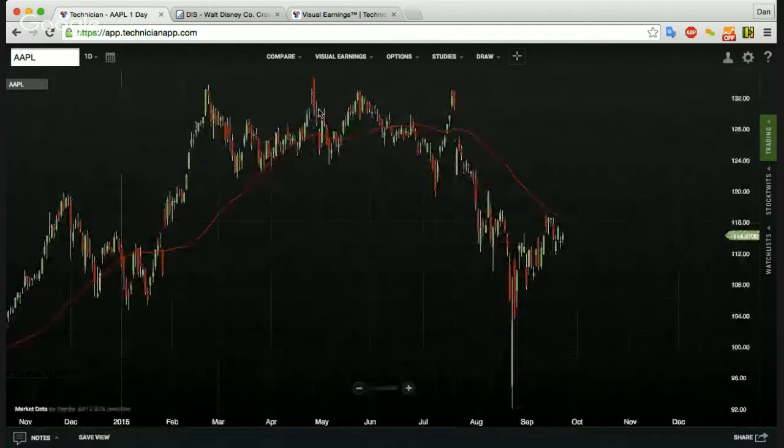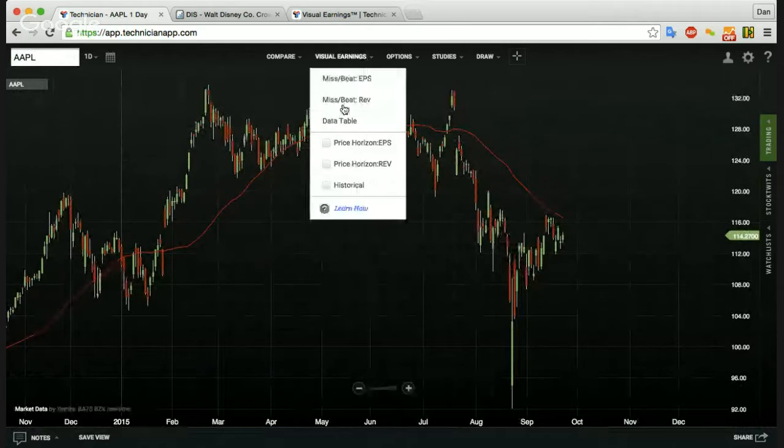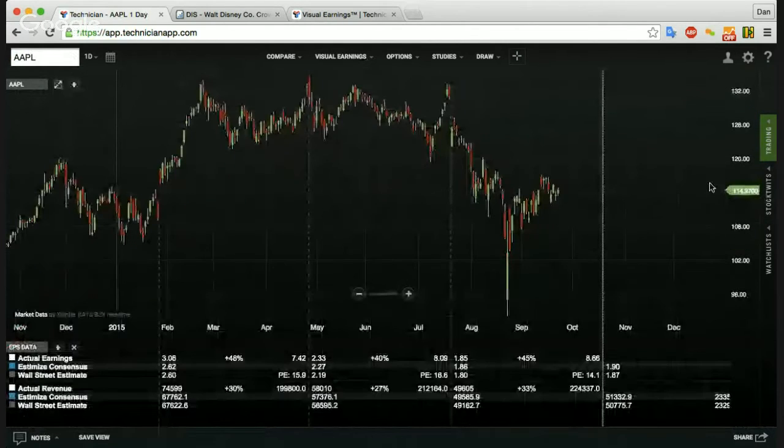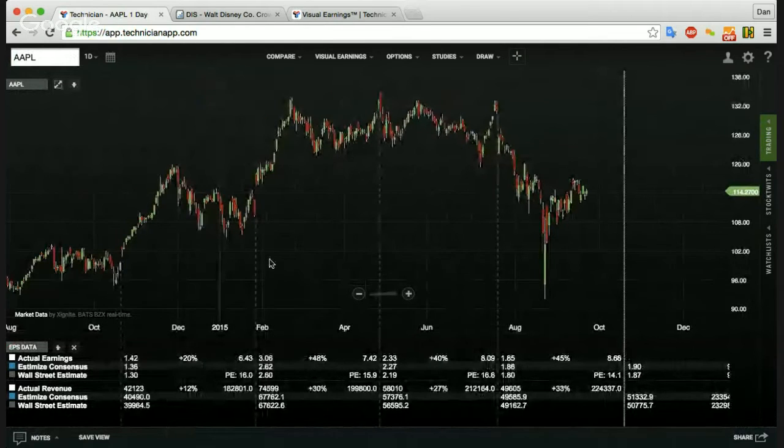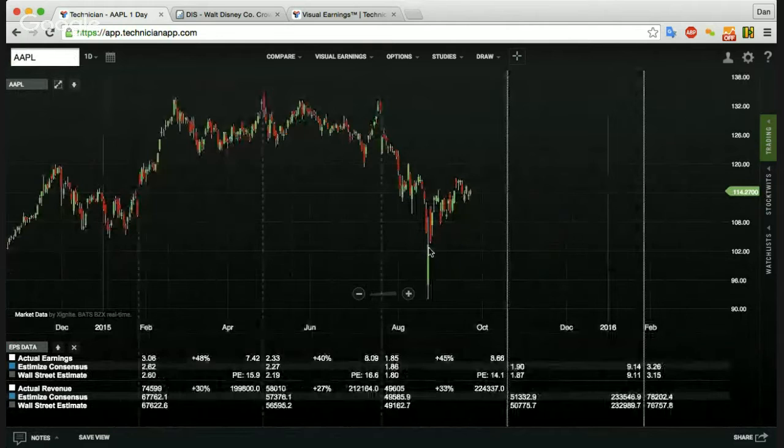So the other thing that I want to show is what we call the data table, which is rather aptly named because it simply gives us the table of data of the actuals, the Estimize consensus, and the Wall Street estimates for each quarter, as well as quarters coming up into the future.